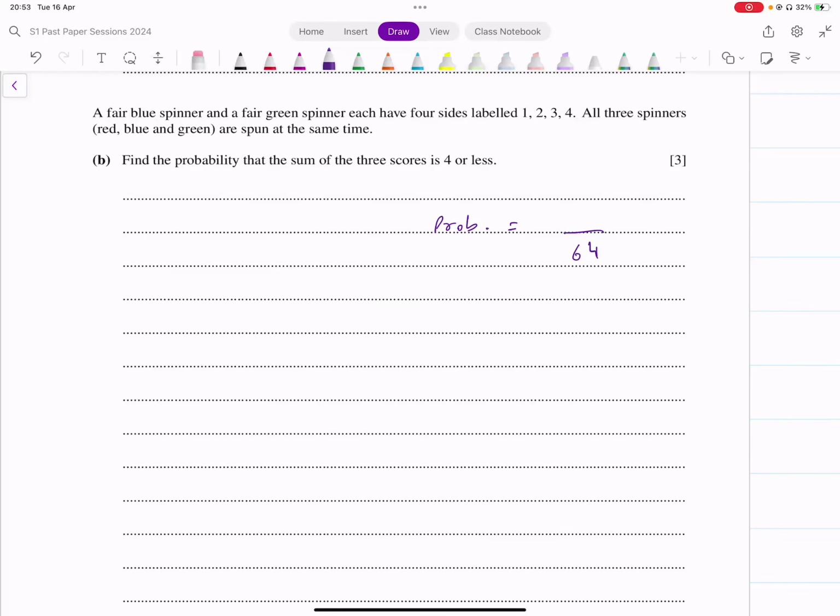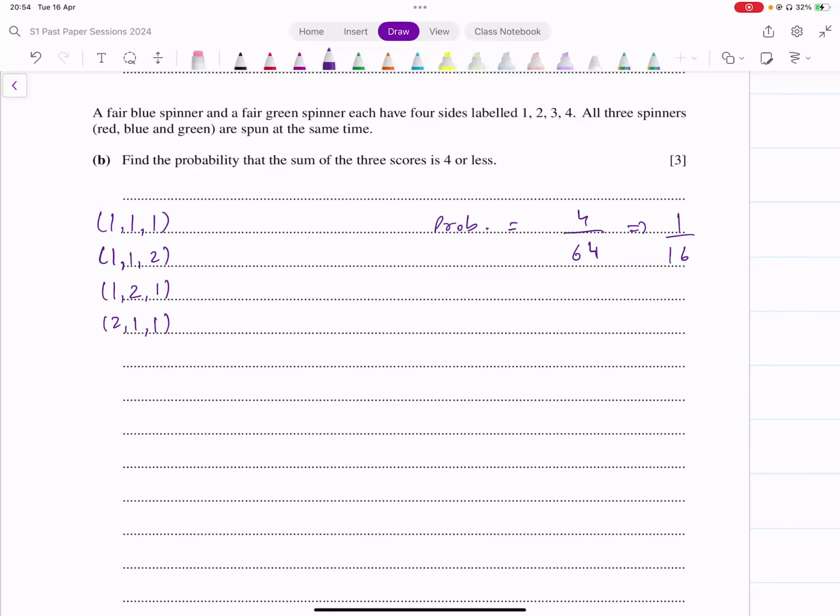Now, you can actually just list them down because there are not many of those cases. You could have 1, 1, 1. That's one possibility. You could have 1, 1, 2. You could have 1, 2, 1, or you could have 2, 1, 1, and that's it. There's no other possibility, right? So there are 4 cases. Favorable outcomes are 4. So that's 4 out of 64, and that gives you 1 over 16. That's the probability that the sum of the 3 scores is 4 or less.